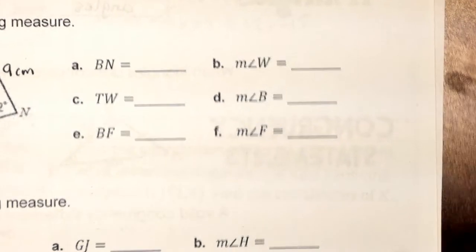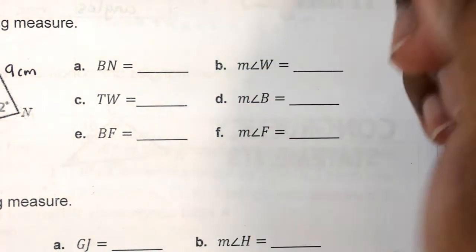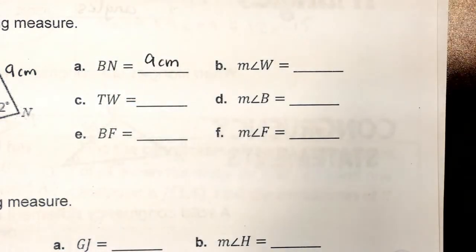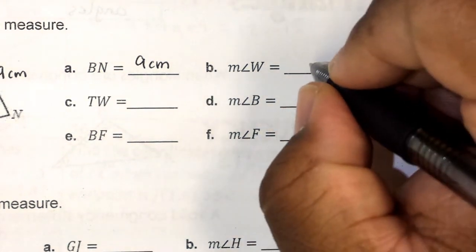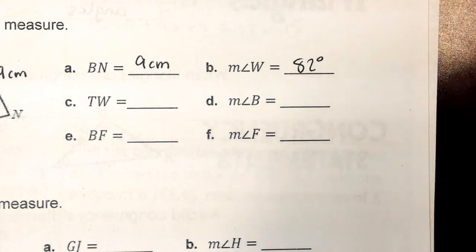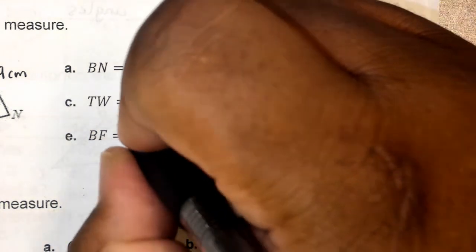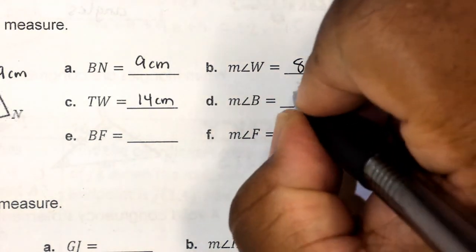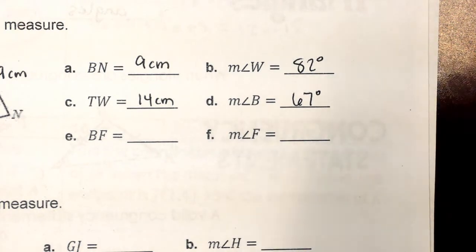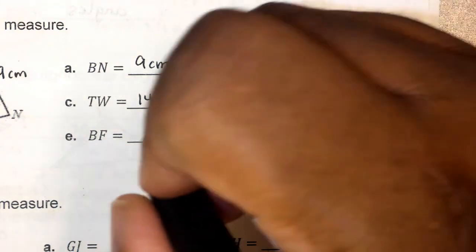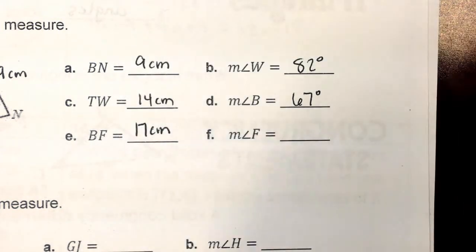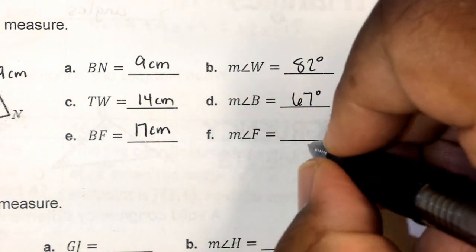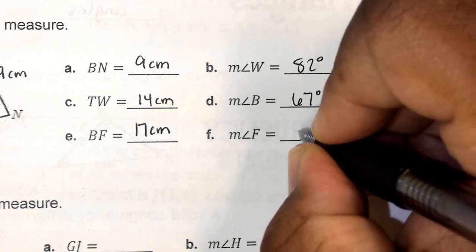Jorge, spit them out for us, man. BN equal to what? Thank you, 9 centimeters. Measure of angle W. 82 degrees. TW. Measure of angle B. BF. And then measure of angle F. Thank you, sir.